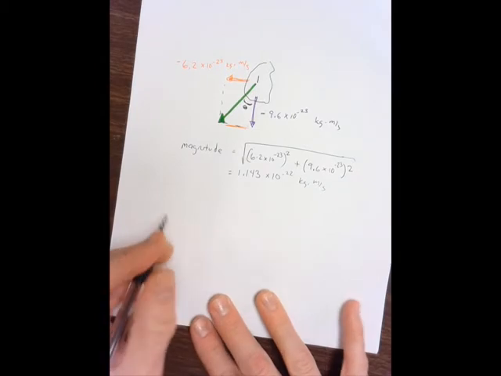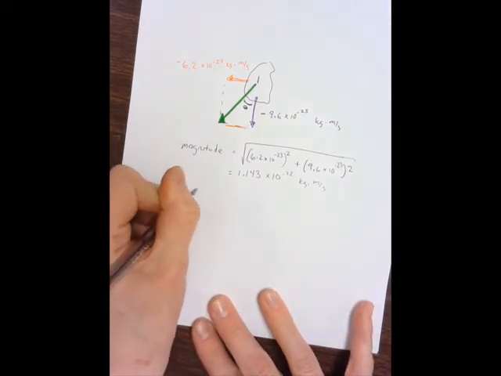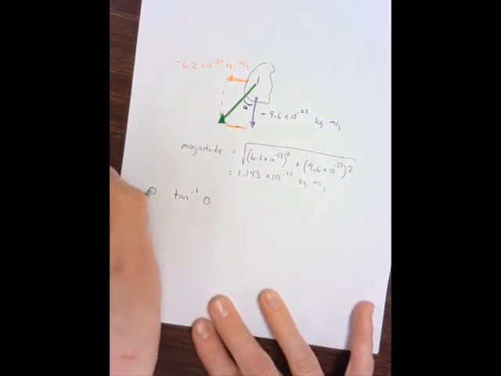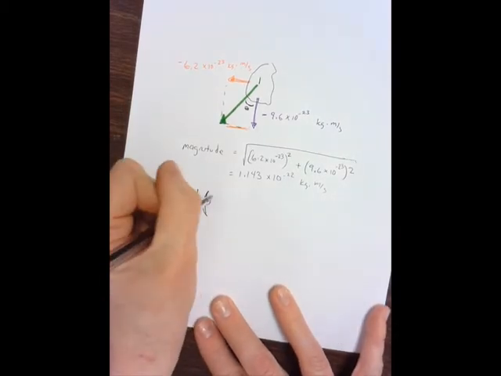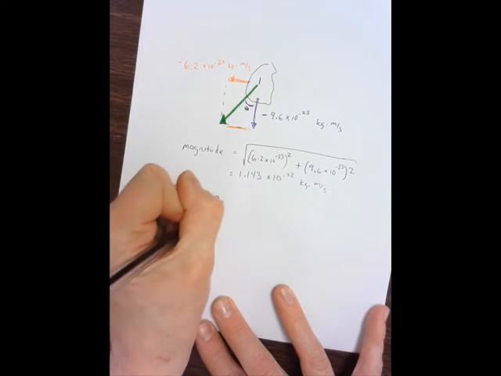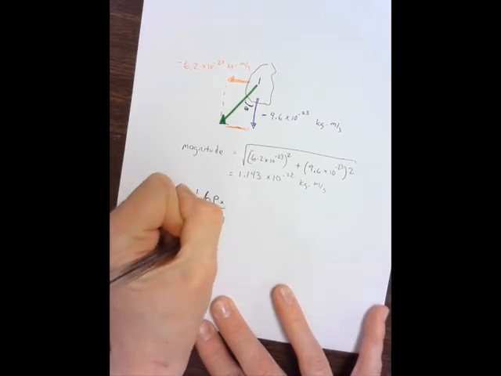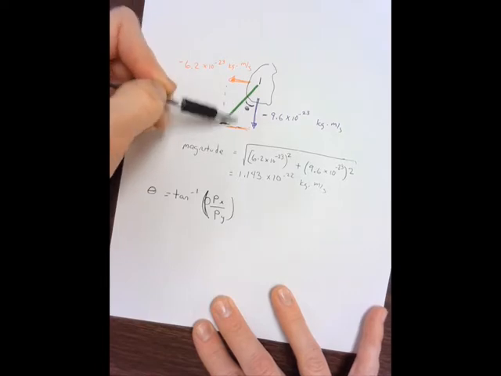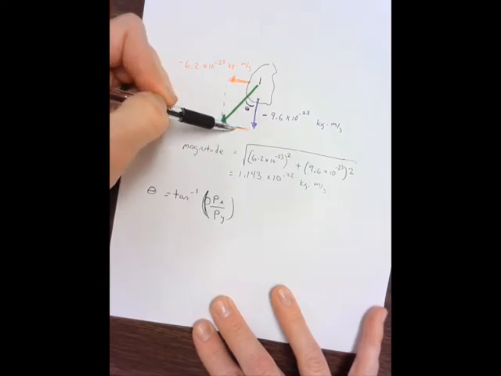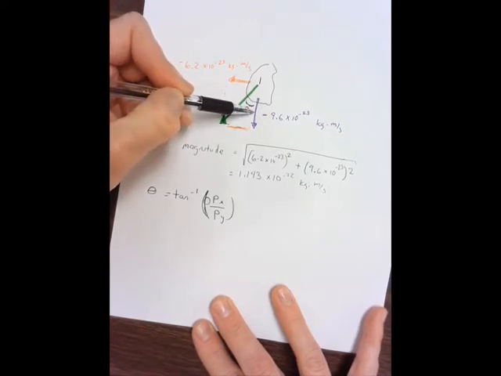So now I'm going to say that my angle is equal to the inverse tangent of opposite over adjacent. So that would be px over py. I'm looking at this angle, and opposite to this angle is the orange x component. I'm looking at adjacent to this angle, opposite over adjacent. So adjacent is the y component.